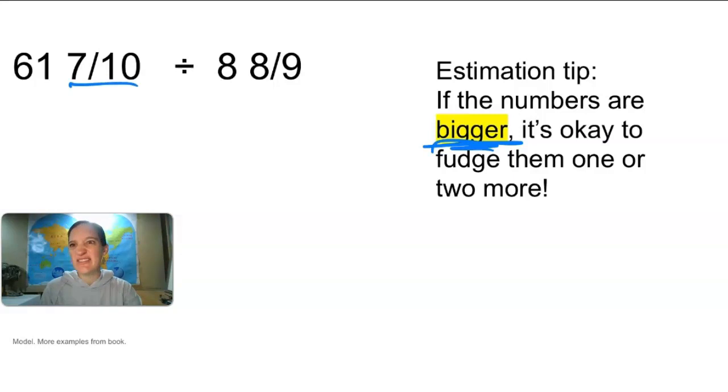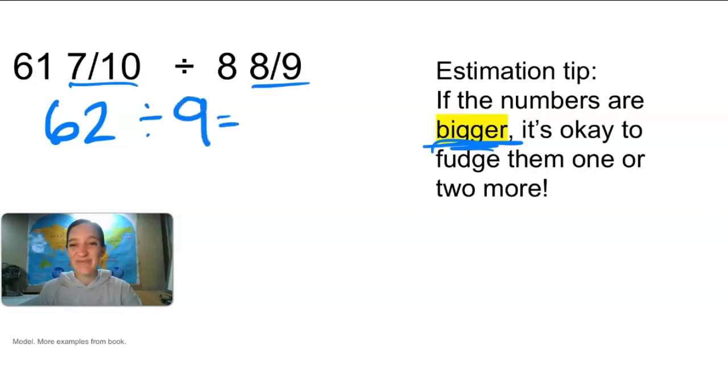7/10 is close to like 1 whole, so this would be 62. And then 8/9 is also close to 1, so I'll change it to 9. But 62 divided by 9 is not something I can do mentally in my head. 62 and 9 are not very friendly with each other. But if I look on row 9, or if I think of my multiples of 9, then I remember, oh, guess what?